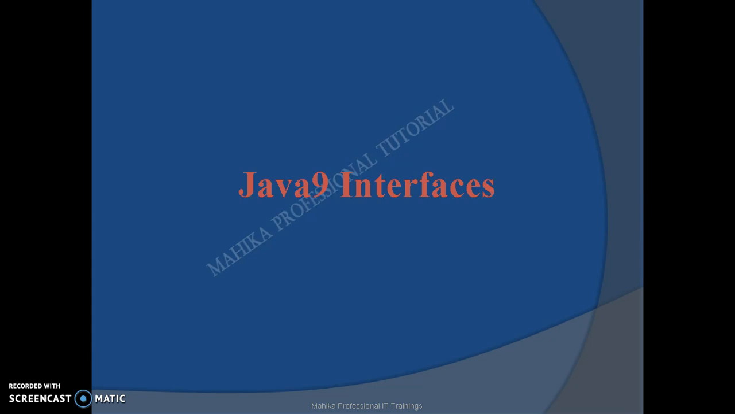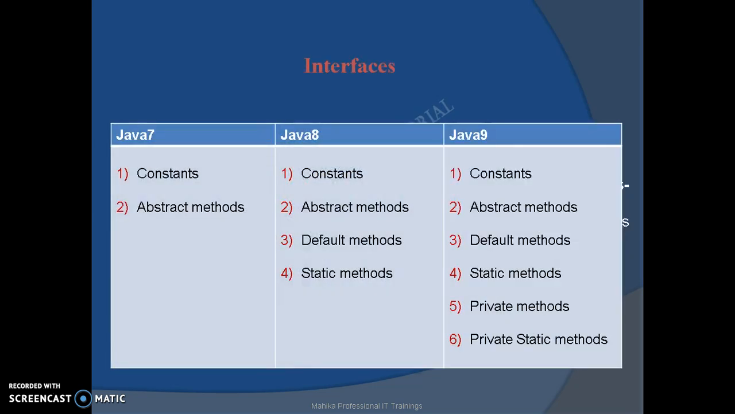In this tutorial, we are going to discuss Java 9 interfaces. We know that interfaces are one of the mechanisms that can be used in Java to achieve abstraction. Now, in different versions of Java, different features have been made available with interfaces.